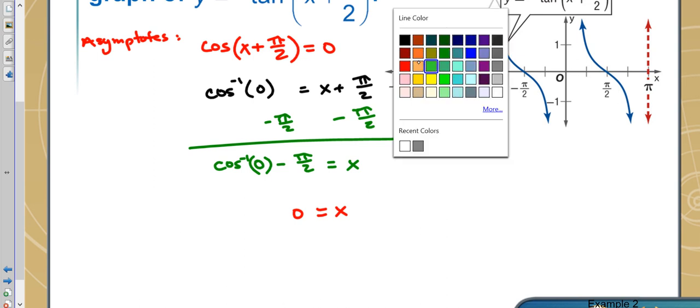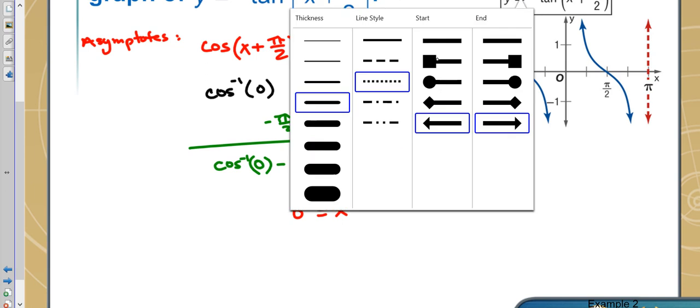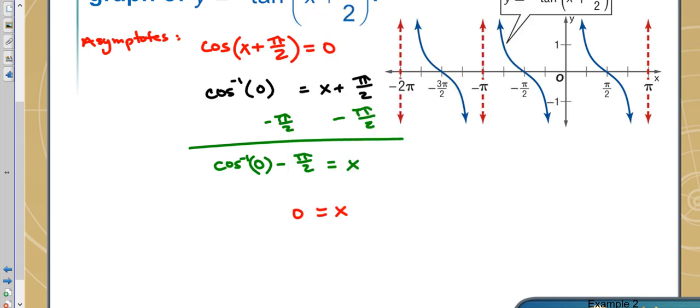Hold on, I'm getting out of line real quick. We should have one at 0 here. They didn't add it. But you can see in the picture it does have one there.